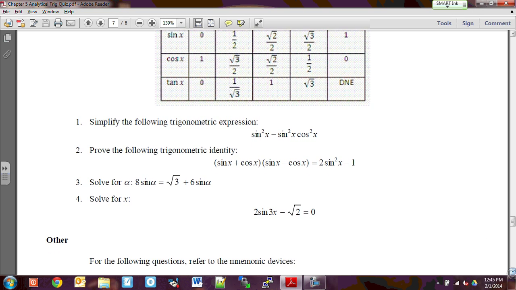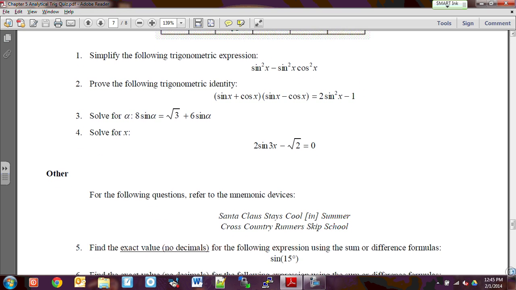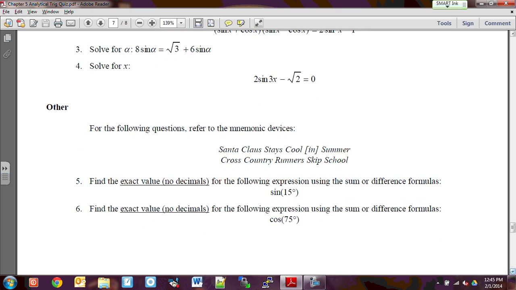All right, number 3, solve for theta. We have 8 times the sine of theta equals the square root of 3 plus 6 sine of theta. First thing I would do is get all the sines on one side. So subtract 6 sine. I was saying theta, it's alpha. Doesn't really matter. Now we have 2 sine of alpha equals the square root of 3. Divide off the 2's. So now the sine of alpha equals the square root of 3 over 2.